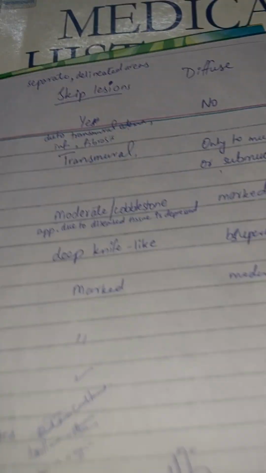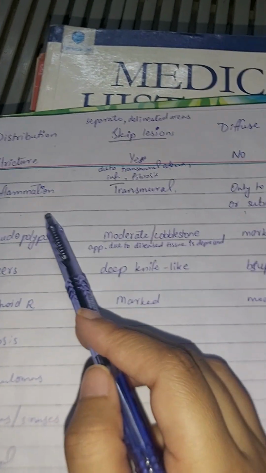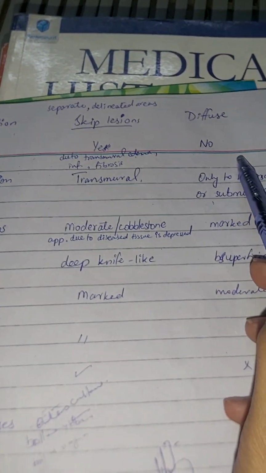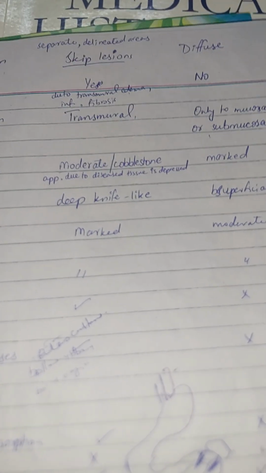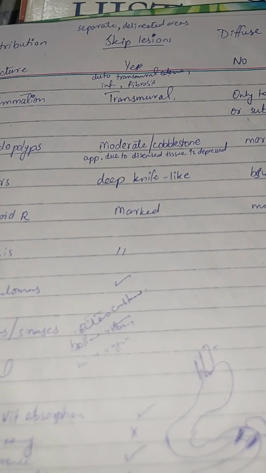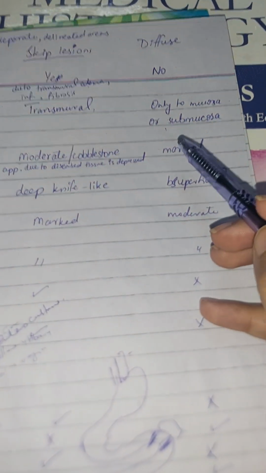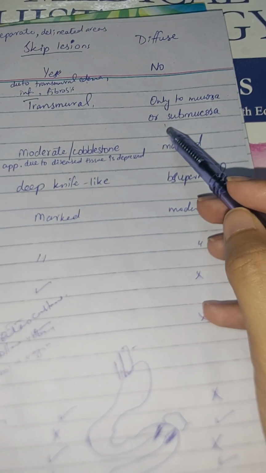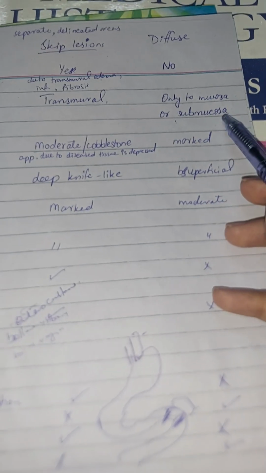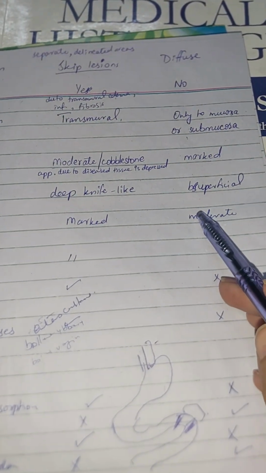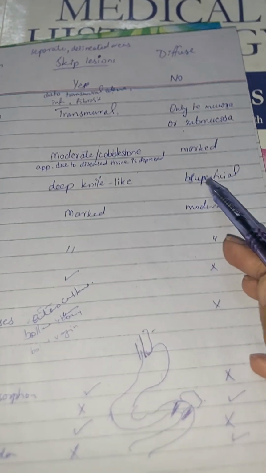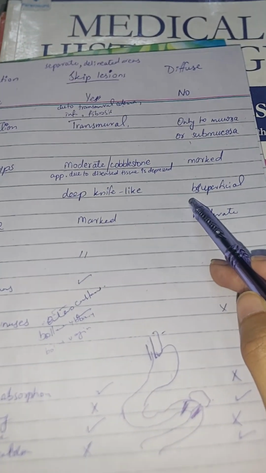Second, there is no stricture, as there is no marked inflammation or fibrosis, so there will be no stricture formation. Inflammation is only limited to the mucosa or submucosa. It is not involving all three layers. Next are the pseudopolyps. I have told you about pseudopolyps before in the previous topic.